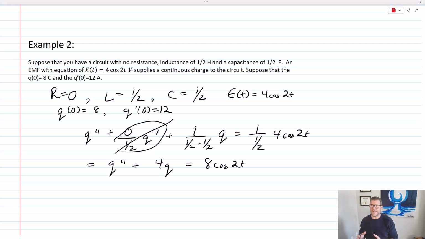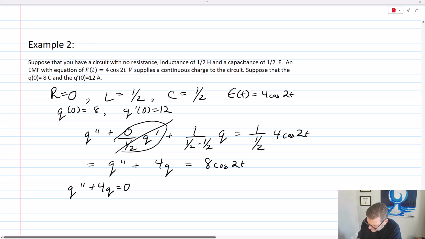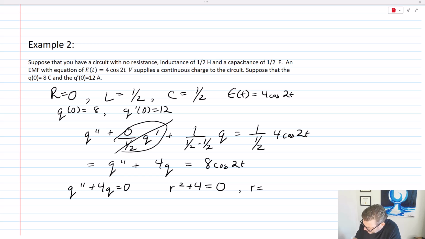In order to determine our damping and also to find the complementary part of this equation, we're going to solve the homogeneous part. So we're going to have Q double prime plus 4Q equal to 0. We need to solve that. So our polynomial is going to be R squared plus 4 equals 0. And that means that we get R equals plus or minus 2i.